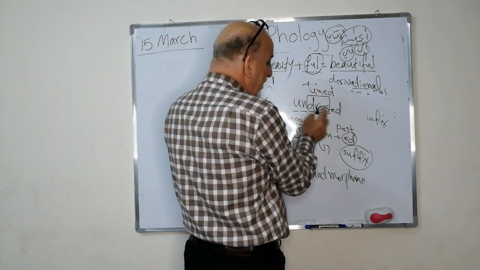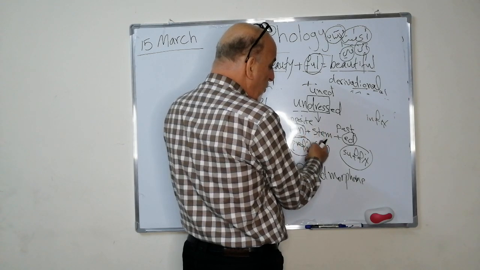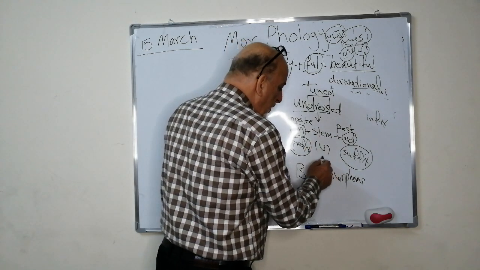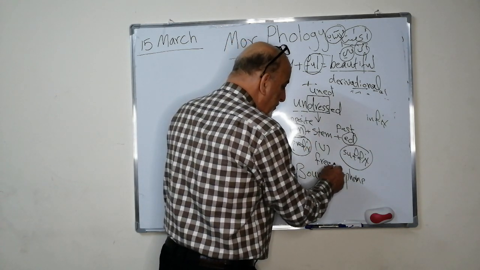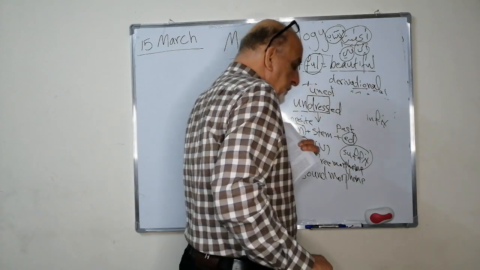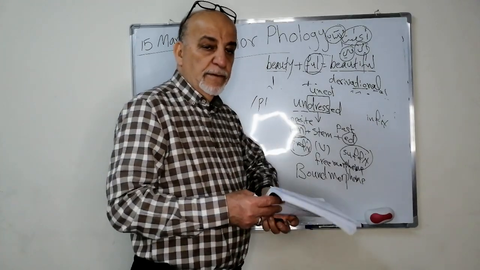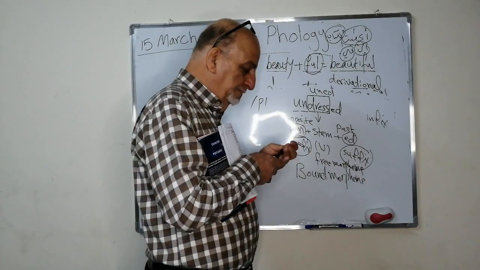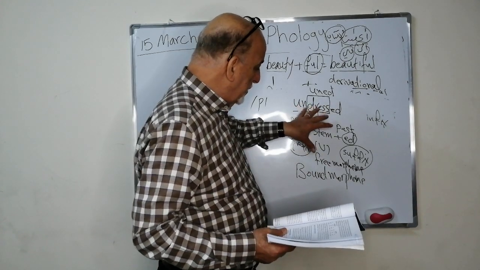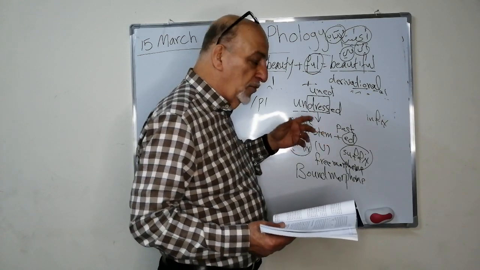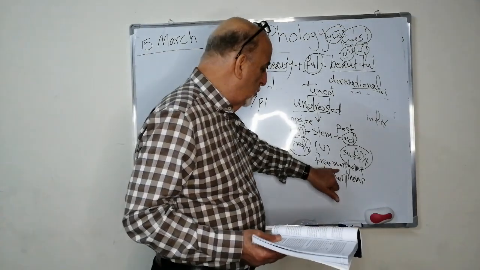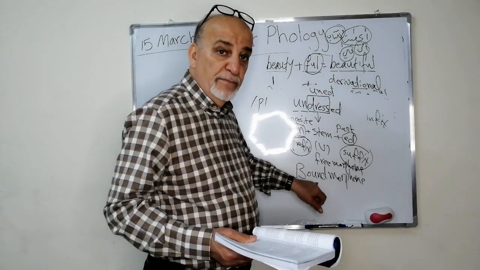Because these are attached to what? A stem, or what we call a word. Now, in morphology, the stem is called what? Free morpheme. Okay, free morpheme. So now, morphemes can either be free, or they can be bound.